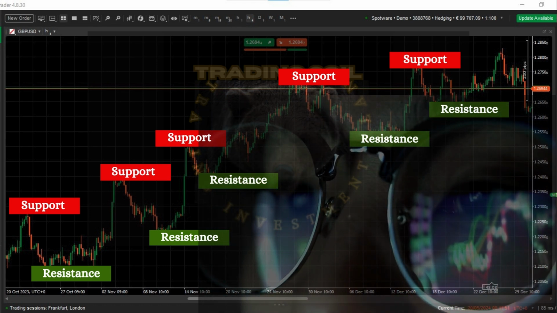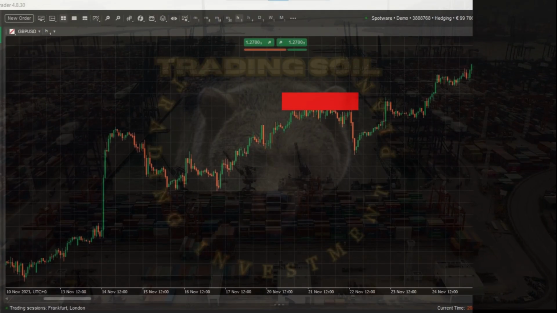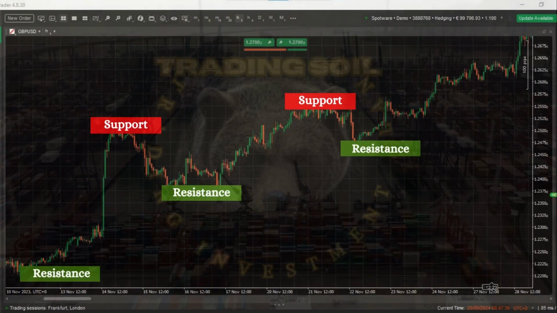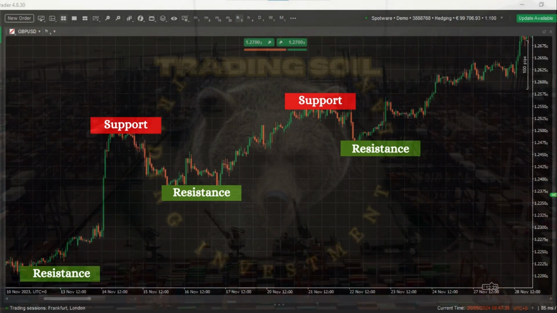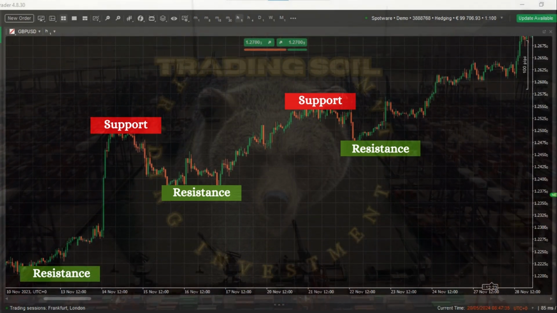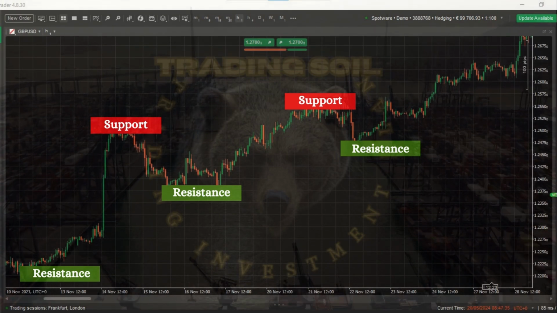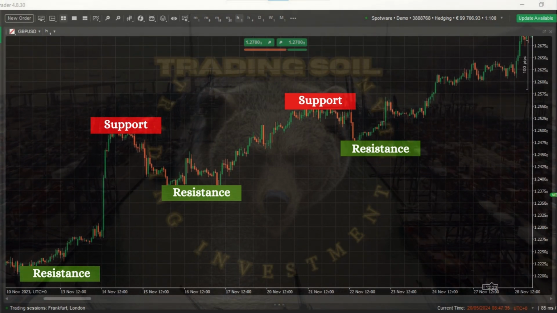So this is what you need to understand. The concept of support and resistance should be well clear to you, so that when you come to your chart, you understand what is going on and where to put your support and resistance zone.